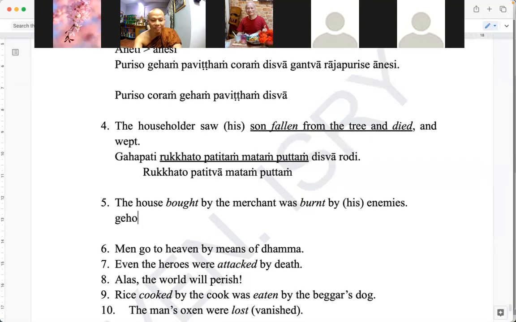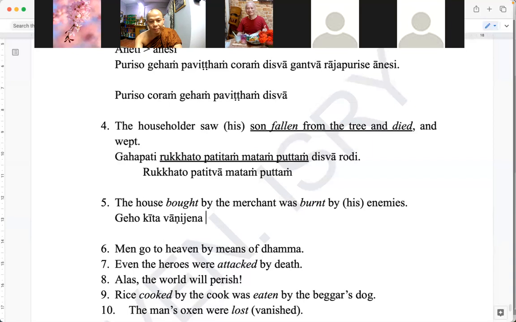Nominative singular. Both are from the verb kinati, so it will be kīta or kīnita, the past participle of kinati. By the merchant, it is the instrumental singular, vāṇijena. Was burned: it is the past participle of the verb dahati, so it will be daḍḍhaṃ, agreeing with the subject geham.